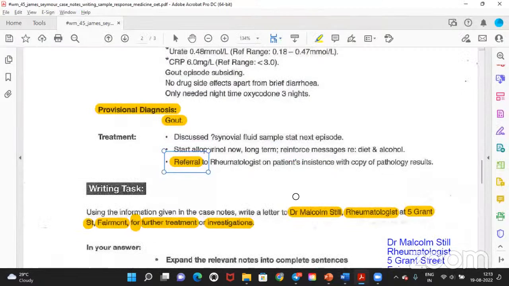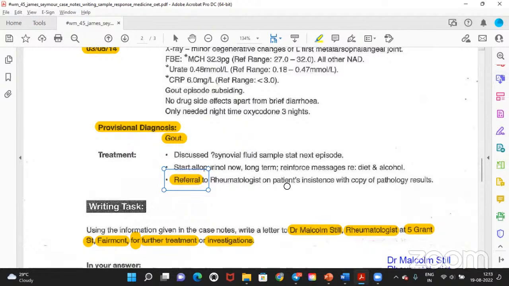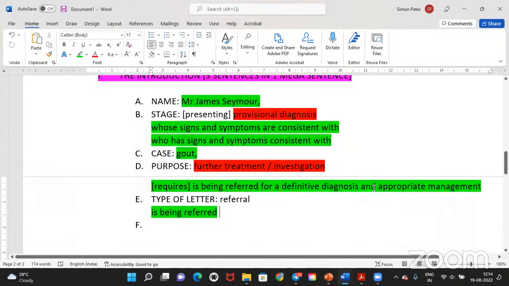Now let us see. Refer to a rheumatologist on patient's insistence, so on personal request, with a copy of pathology results. Because patient is requesting, on personal request. Who's person? Person is patient only here. So that's it. Is being referred for a definitive diagnosis and appropriate management. So this is the way how you can write the introduction.